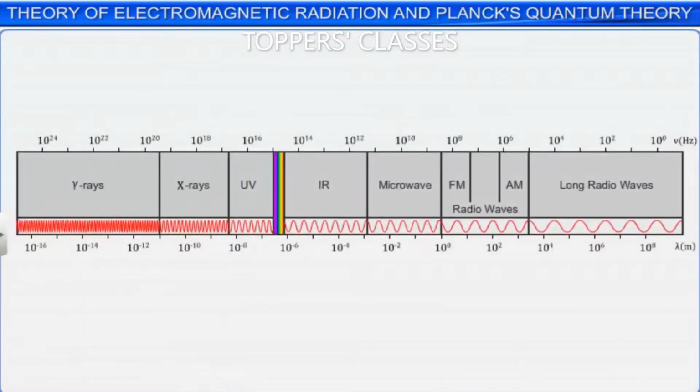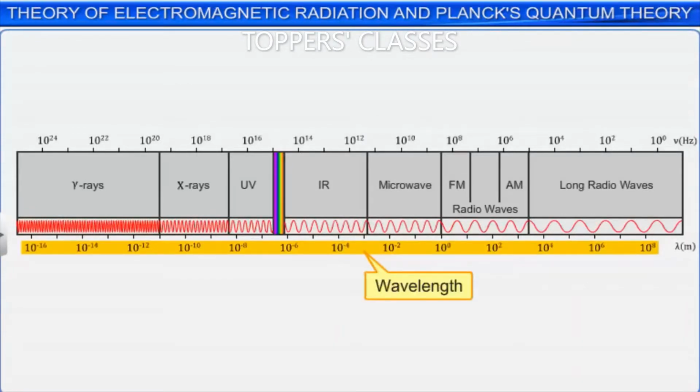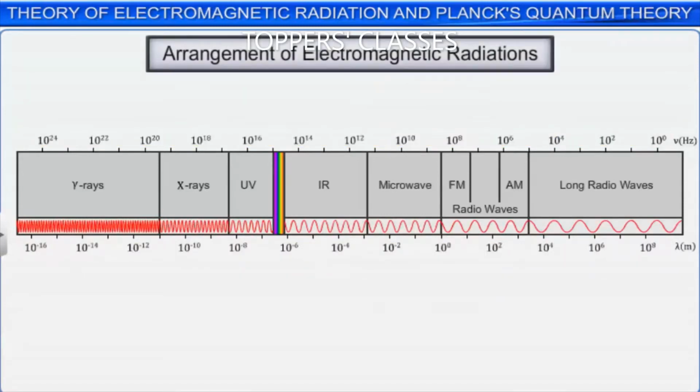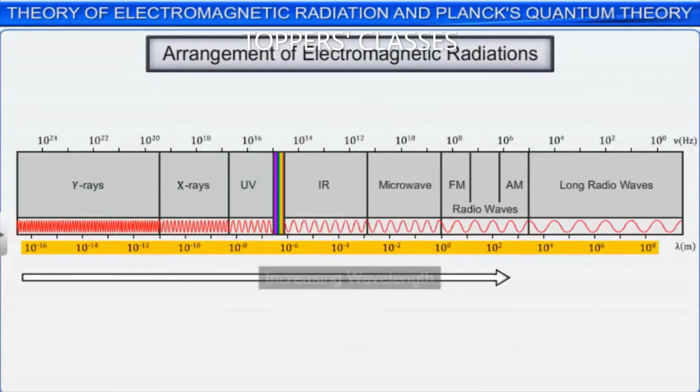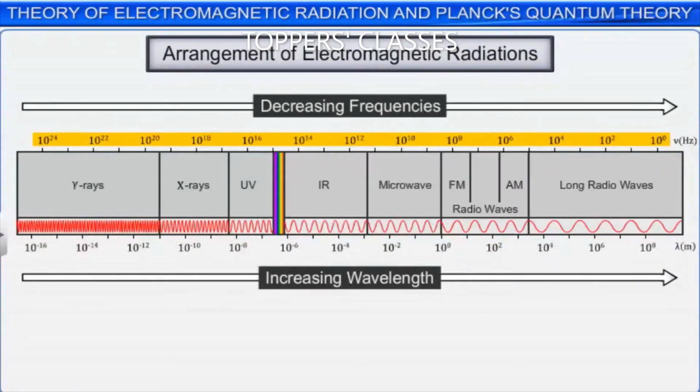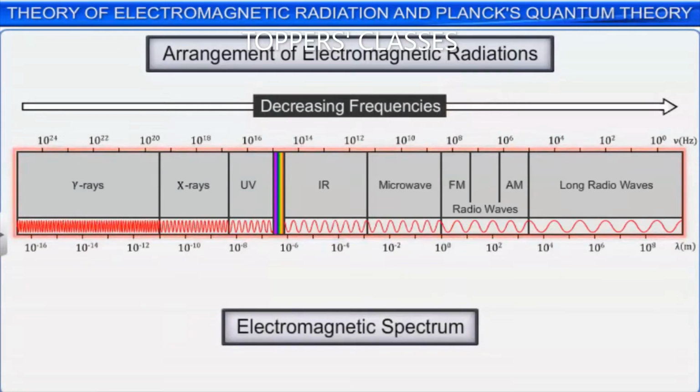All electromagnetic radiations travel with the same velocity but differ from one another in wavelength and therefore in frequency. Let us have a look at the arrangements of different electromagnetic radiations in increasing order of their wavelengths or in decreasing order of their frequencies. When these electromagnetic waves of different wavelengths are arranged in the order of increasing wavelength or decreasing frequencies, it is called the electromagnetic spectrum.